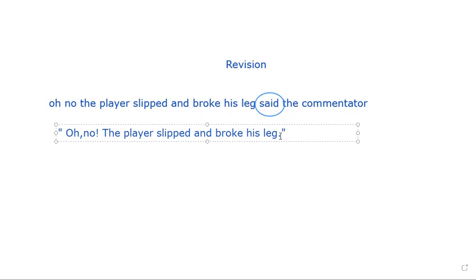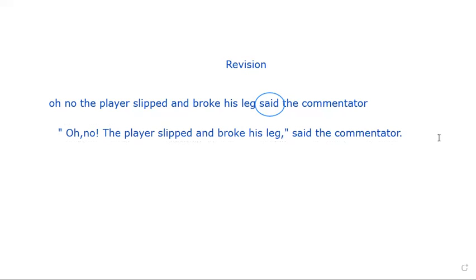If it ends with a full stop, then after you close the quotation, you capitalize the S. If it ends with a comma, you don't capitalize the S. Here we have a full stop, so we say said the commentator, and we put another full stop. Here, if this sentence ends with just a comma, then we don't capitalize the S. Have you noticed the difference? So this is how we answer it.